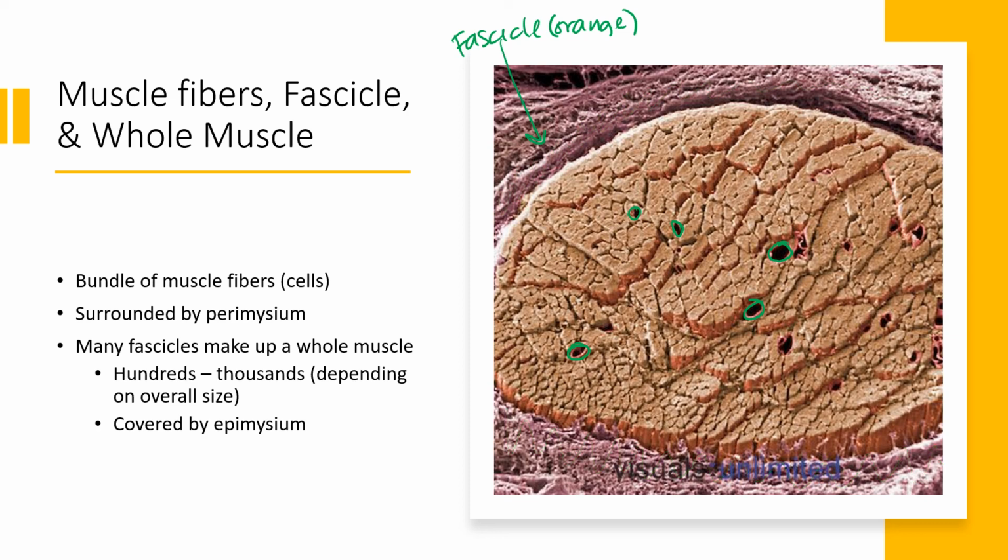You have anywhere from hundreds to thousands of fascicles that make up a whole muscle. Depends on how big the muscle is. The bigger it is, the more fascicles it will have. So if that whole large thing is a fascicle, what is any one of those? Those are muscle fibers. Right, those are individual muscle cells.